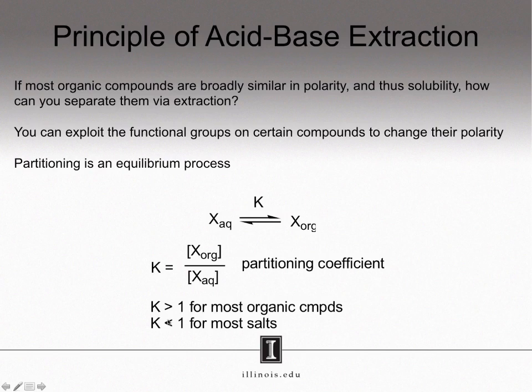As mentioned previously, most organic compounds are nonpolar to moderately polar. As a result, they will prefer the organic layer, and so they will have K values greater than 1. In contrast, salts are very polar and thus prefer the aqueous layer, and so their K values will be less than 1.